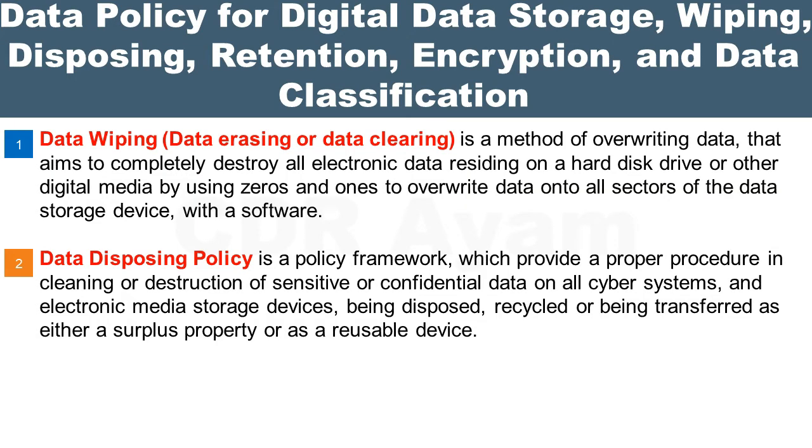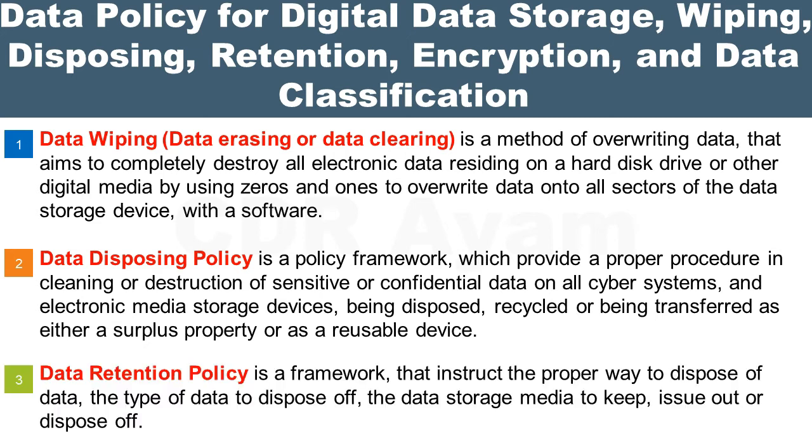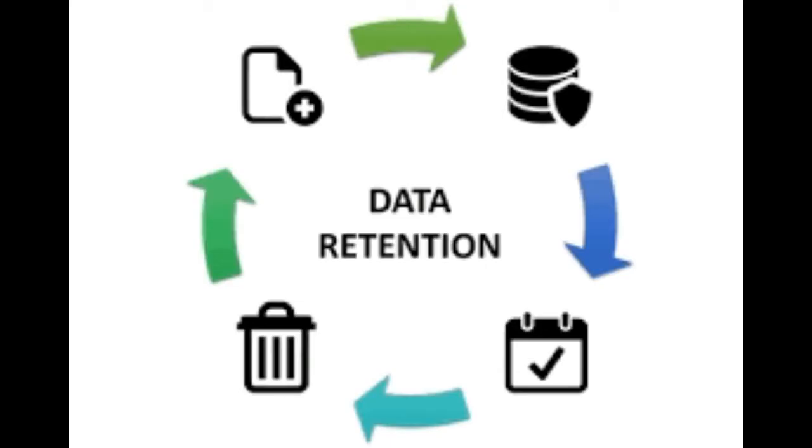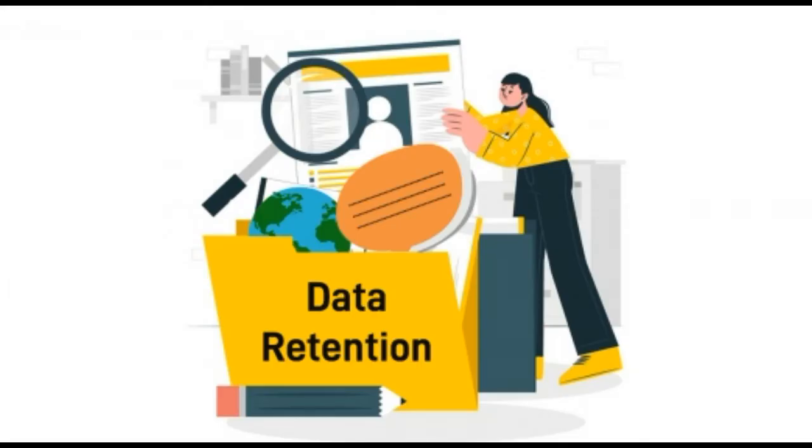Back again to the data policy in terms of wiping of data, disposing of data, retention of data, storage of data, encryption, and classification of data. The third must-have data policy for data protection and data integrity assurance is data retention. A data retention policy is a policy framework that instructs the proper way to dispose of data, the type of data to dispose of, and the type of storage media to keep, issue out, or dispose of. A data retention policy provides guidelines on how data or a data storage media should be disposed of based on the consideration of the classification of data on a data storage media.